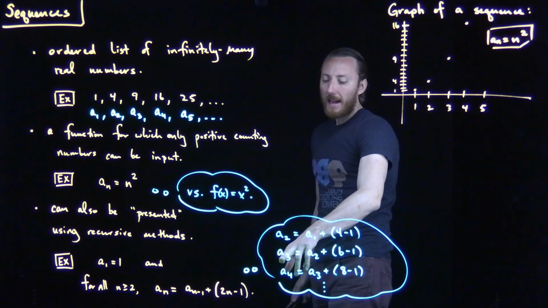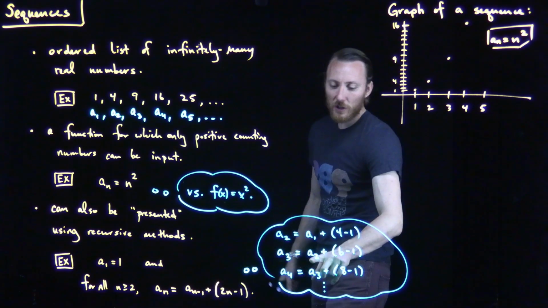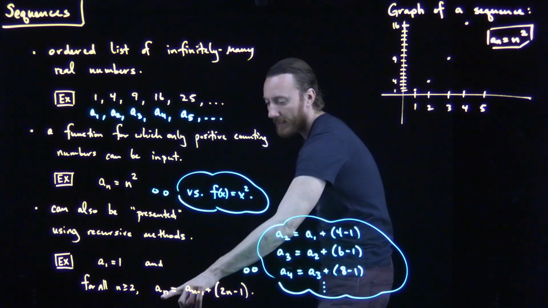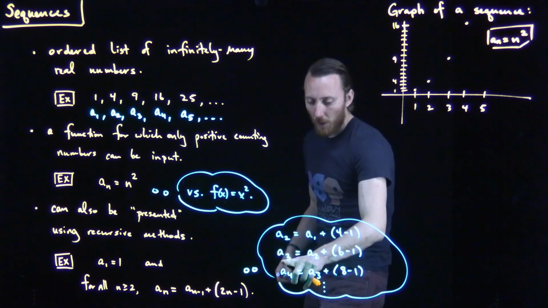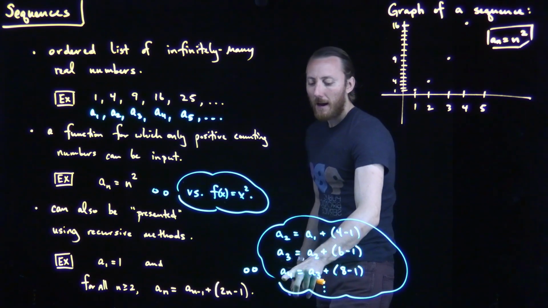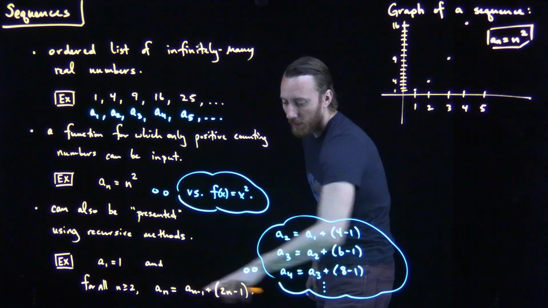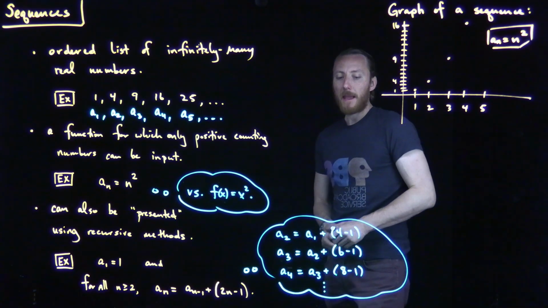Okay, so now a3, using this recursive relation, would be in terms of a2. In this case, a2 plus 6 minus 1, because when n is 3, 2n minus 1 would be 6 minus 1. So now a3 can be gotten from a2. a4 then could be gotten from a3, because using n equals 4 in this equation, we would get a4 equals a3 plus 8 minus 1.